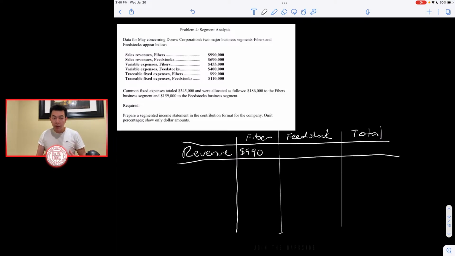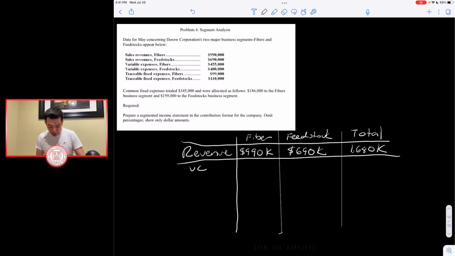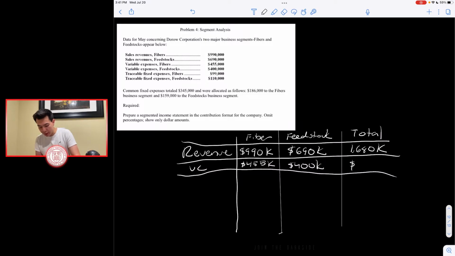So for fiber, we're going to have $990,000, and I'm just going to write it as 990K because K implicates thousands. For feedstock, it's going to be 690K, and if you add those for the total, we're going to get 1,680K, aka 1.68 million. Next, we're going to have our variable costs. So variable cost for the fiber is 455K, and for the feedstock, it's going to be 400K, and we add those up together, it's going to be 855K.